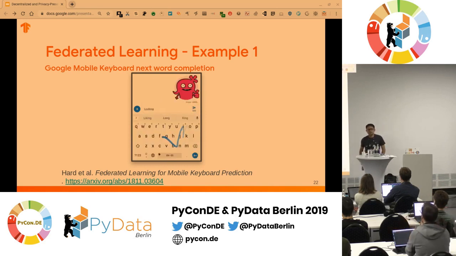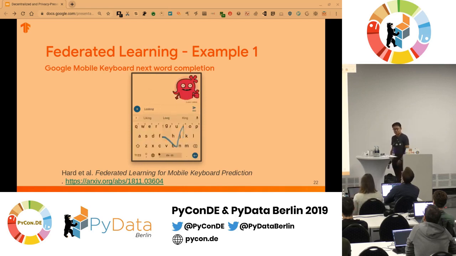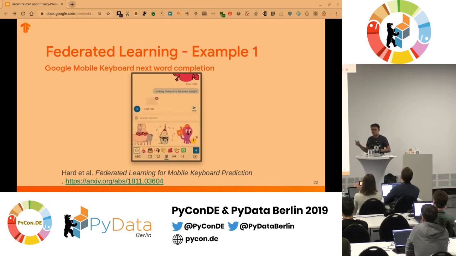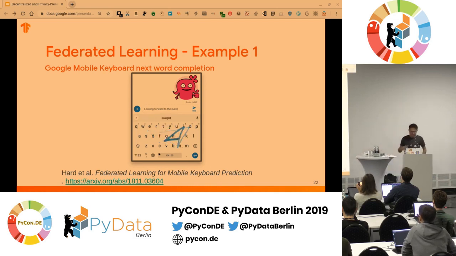So typically, this is for Keras models, but I think this can be extended to any kind of model. The technology itself is not specific to the kind of models, right? But when I talk about TensorFlow Federated, you'll see that the code will be catered towards Keras models, but it can be easily adjusted to other kinds of models.